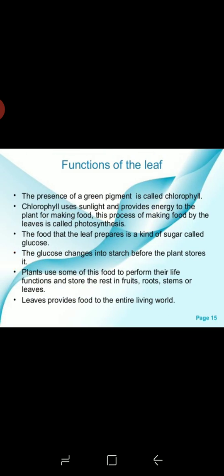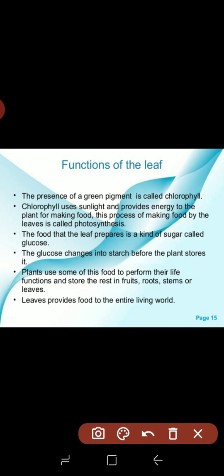What are the functions of the leaf? The green pigment present in the leaf is called chlorophyll. Chlorophyll uses sunlight and provides energy to the plant for making food. This process of making food by the leaves is called photosynthesis. That means what is the role of chlorophyll? It uses sunlight to provide the energy, that means to prepare the food.